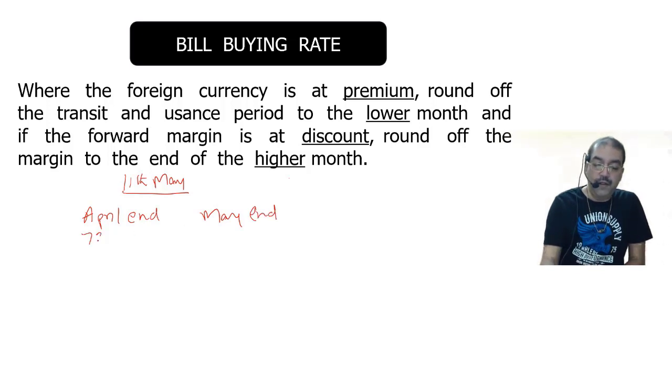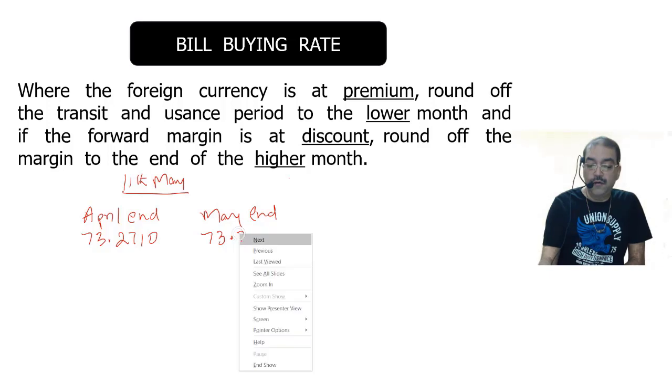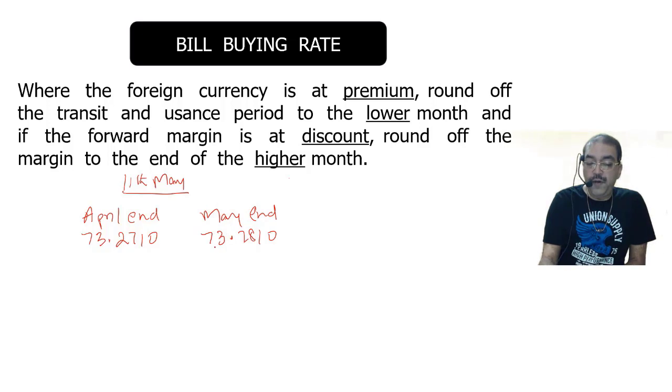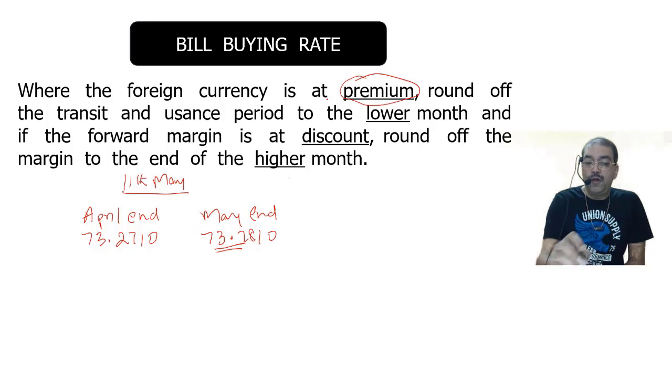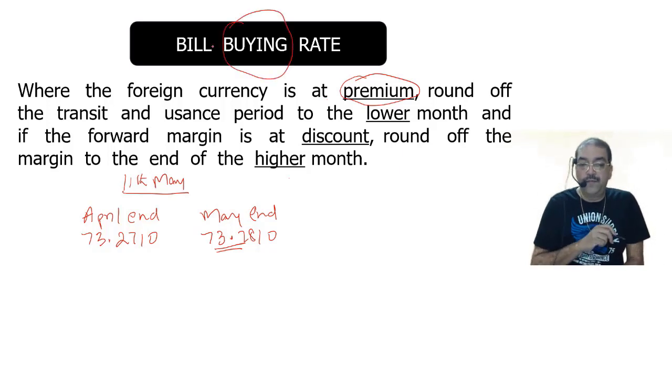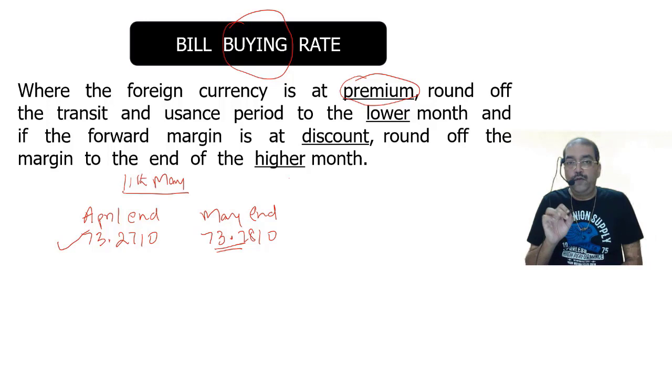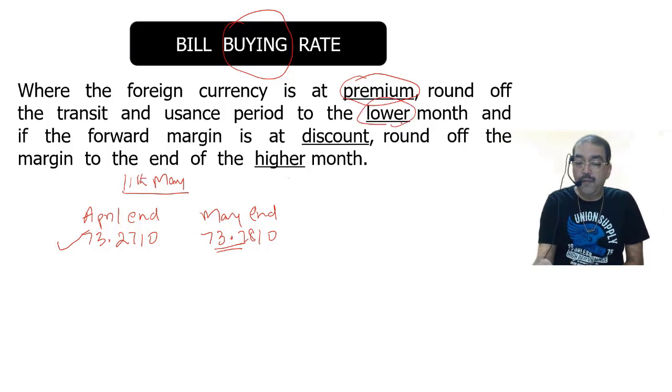April end figure is 73.2710. May end figure is, let us say, 73.2810. So forward is at premium. What are we doing? We are buying. Bank is buying, buying rate. Will the bank buy at a higher rate or at a lower rate? Bank will buy at a lower rate. So lower month is applicable.